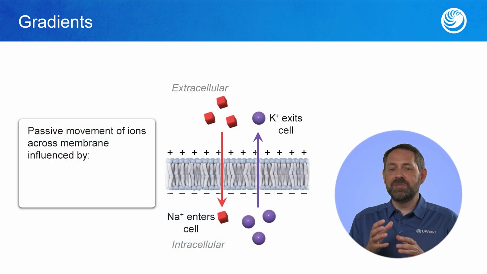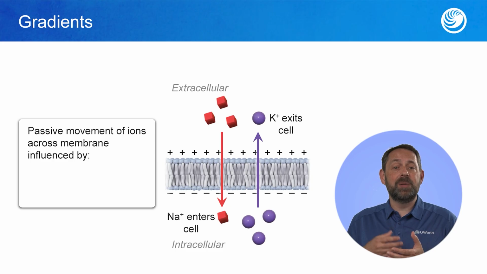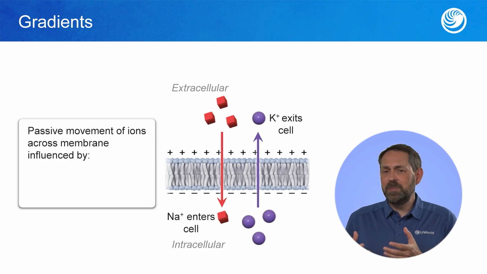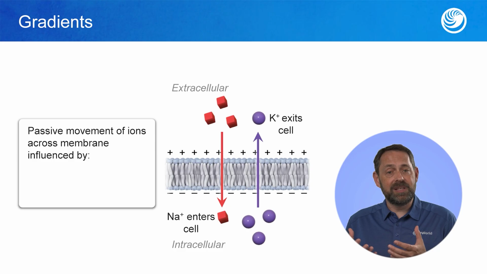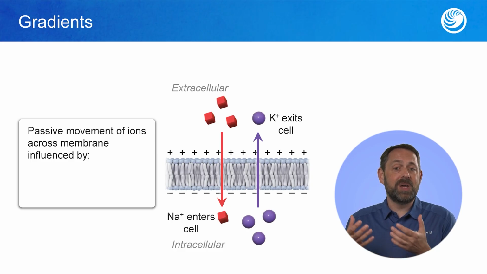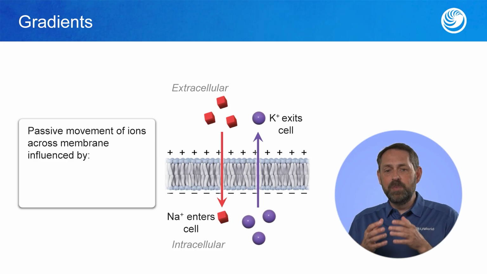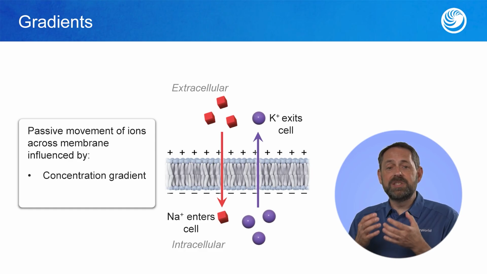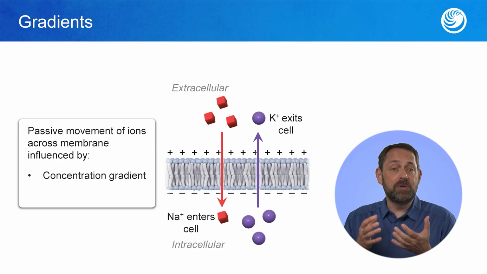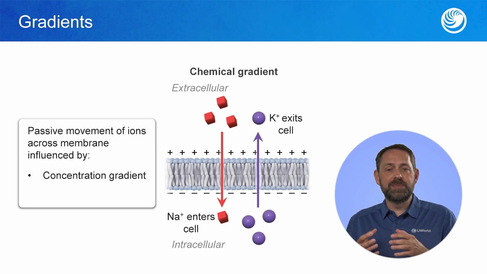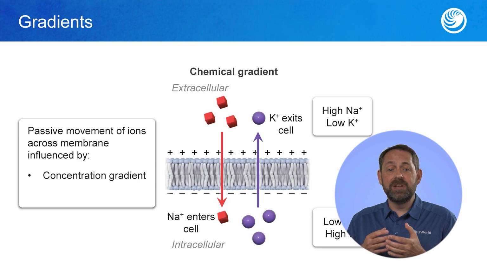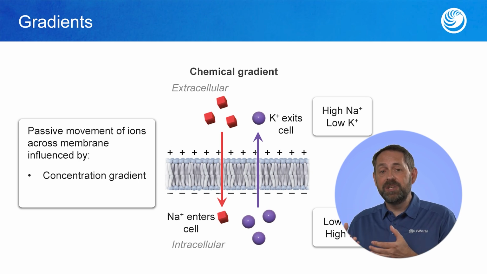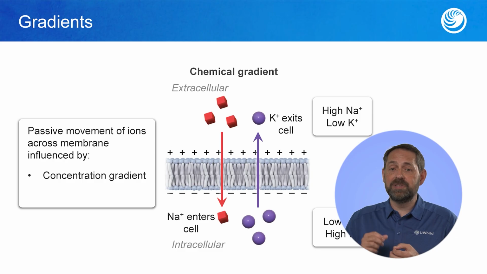Here we see the passive movement of sodium into the cell and potassium out of the cell. The image is simplified, since in reality these ions travel through channel proteins rather than moving directly through the phospholipid bilayer. The passive movement of ions like sodium and potassium across a membrane is influenced by two factors. The first factor is the ion's concentration, or chemical gradient, which reflects the difference between high and low concentrations of ions on opposite sides of the membrane due to the sodium-potassium pump we discussed earlier.